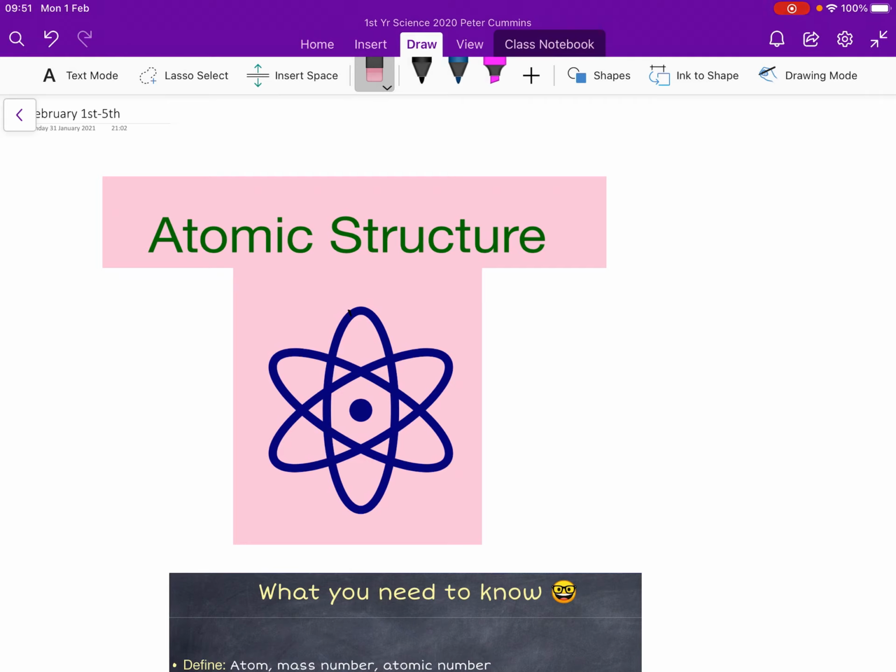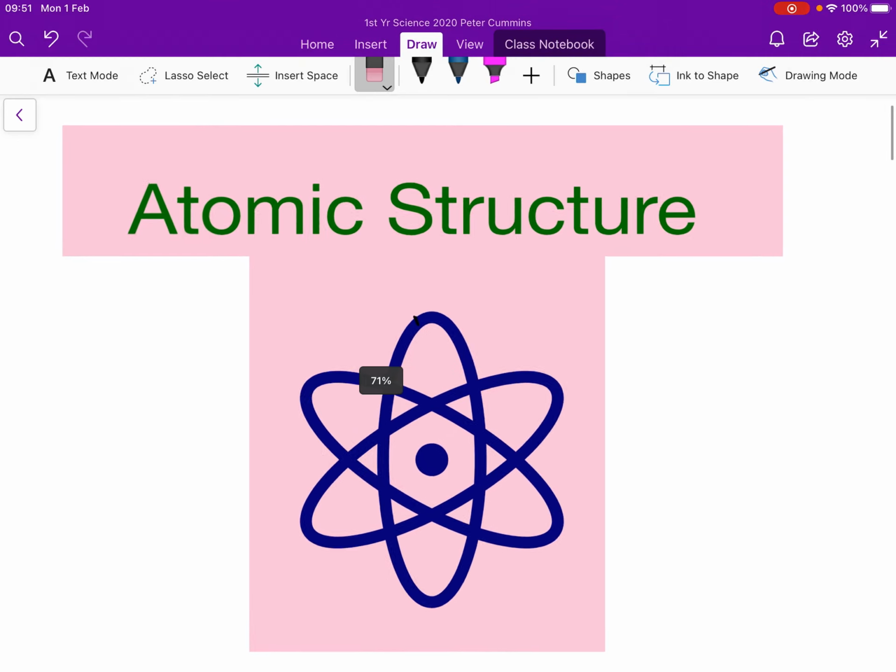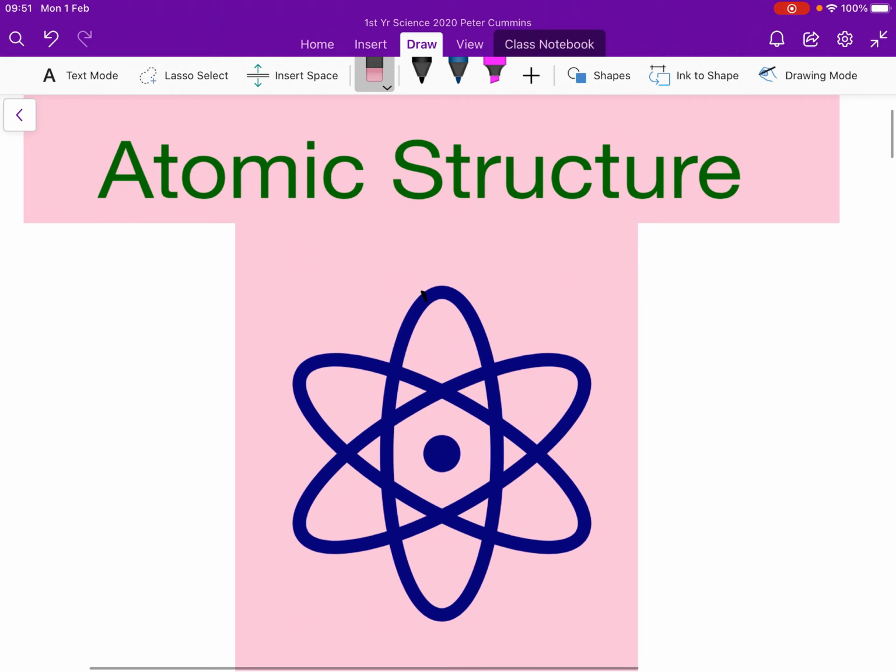Okay, so we're moving into February, our 4th week since the school closed. Okay, and we're starting something new. We're sticking with the whole let's get the theory done, and then we'll have the practical when we get back. So this is moving on to atomic structure.